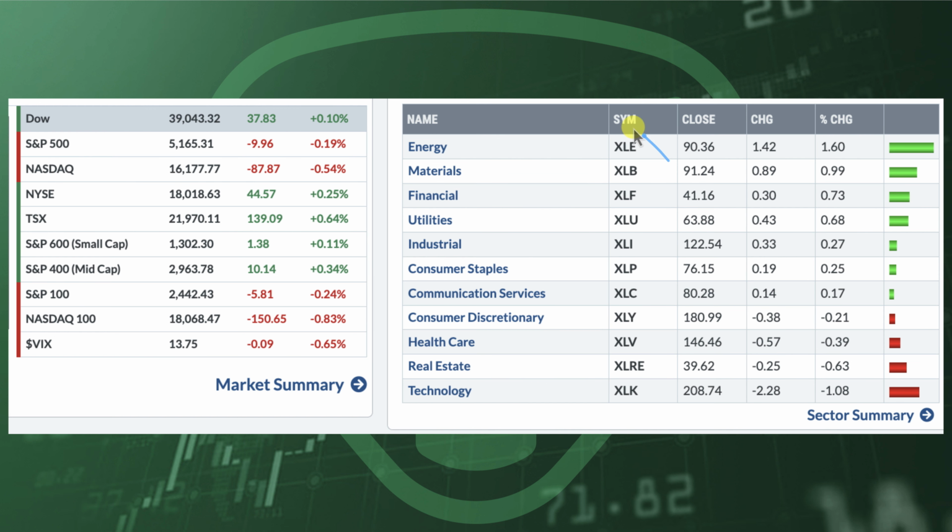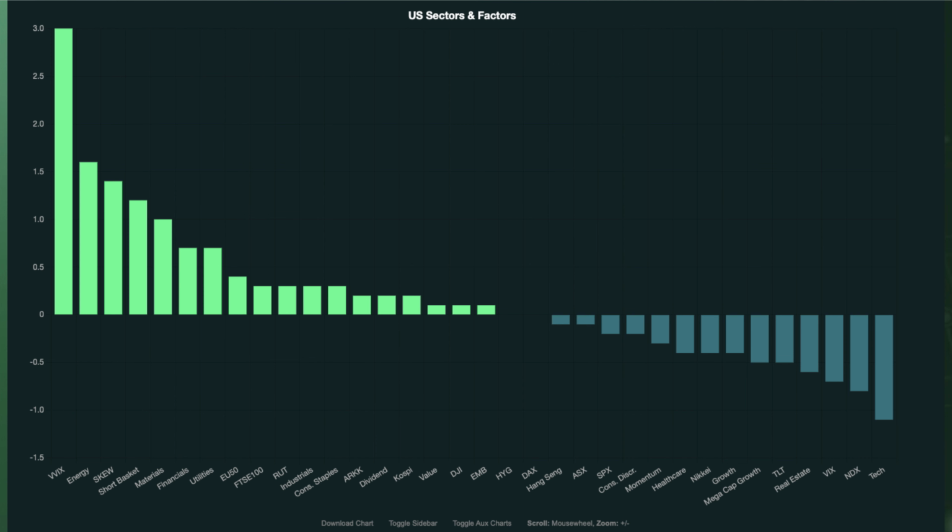Now, if we dig a little bit deeper, instead of just looking at the 11 sectors that make up the S&P 500, let's take a look at some of the factor exposure and the various sectors as well on this specific chart. If you look to the left of the screen, what actually was one of the top performing on this chart? Well, it was actually the VIX. So volatility of volatility.